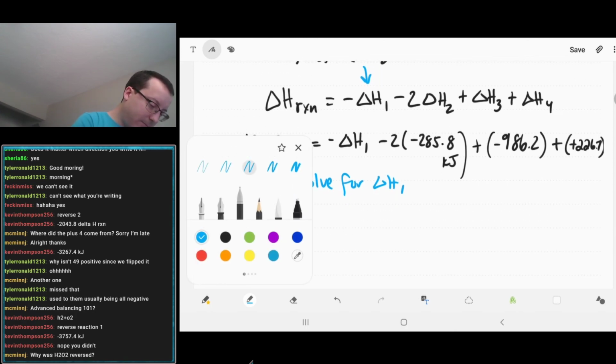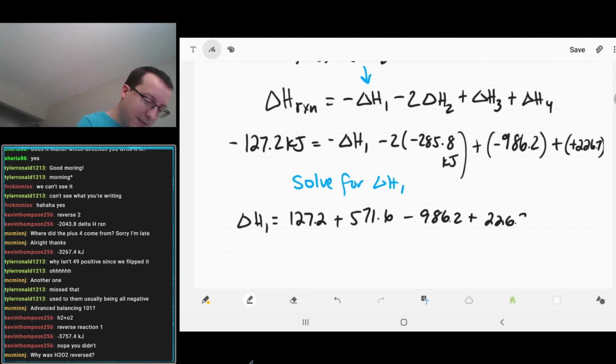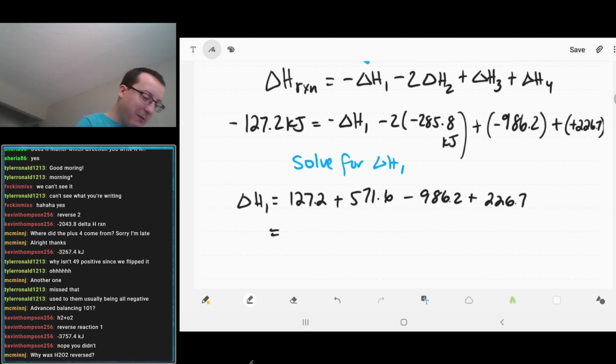But so delta H1 will equal 127.2 plus, Kevin, please do it. I don't want to do this. I don't like calculating. 2 times. I mean, this is algebra. You guys can do this part, right? 571.6 minus 986.2 plus 226.7. Oh my goodness, we might actually have an endothermic reaction. Maybe.